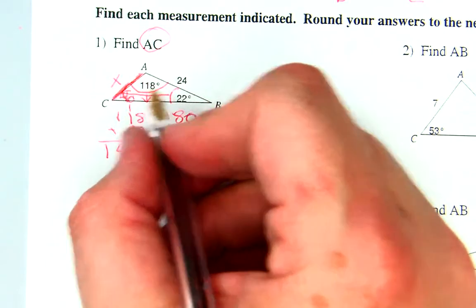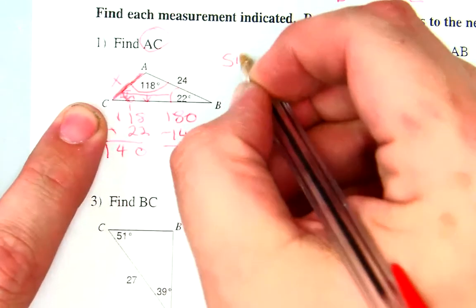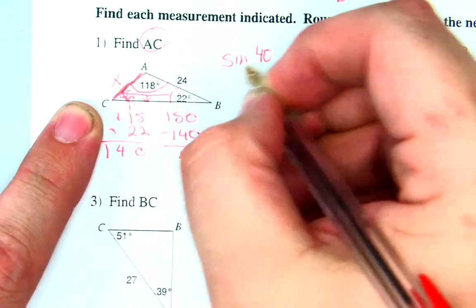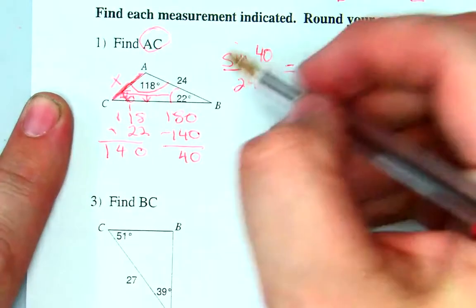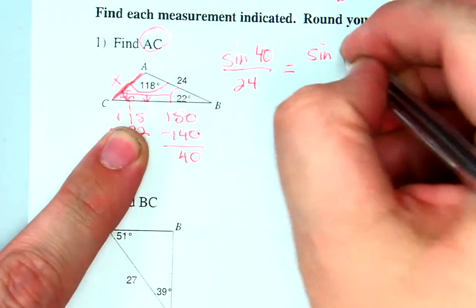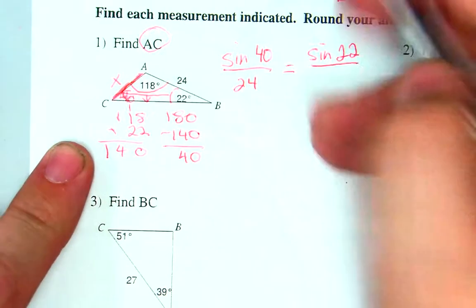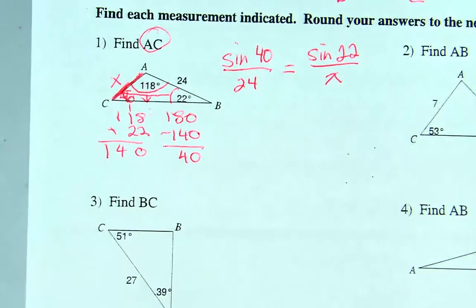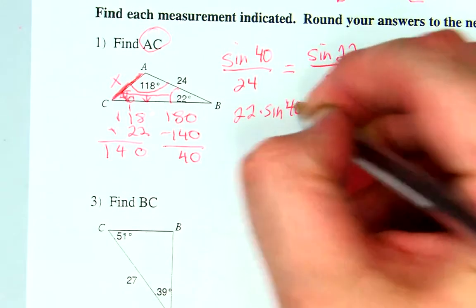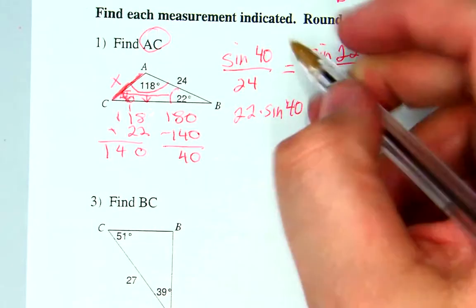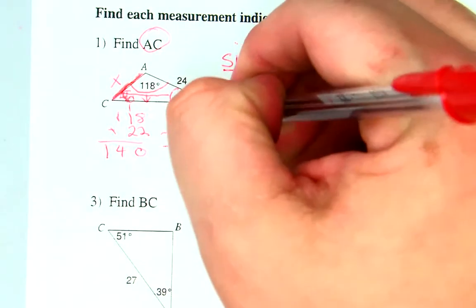Now, what's the side opposite 40 degrees? 24. So I can say that the sine of 40 degrees over 24 is equal to the sine of 22 over... What's the side opposite the 22 degrees? X. Do a quick cross product. You get 22 times the sine of 40 is equal to... Oh, wait a second. 24. I read them wrong.